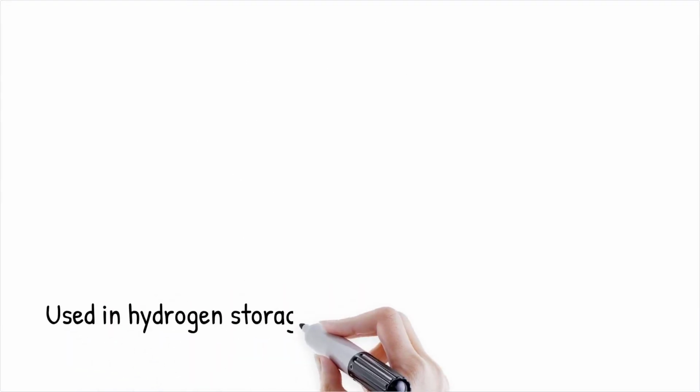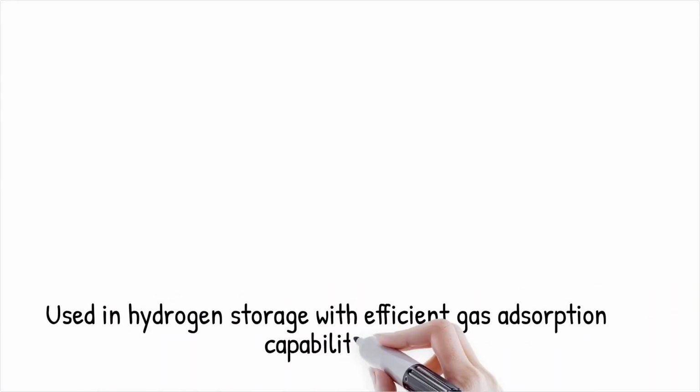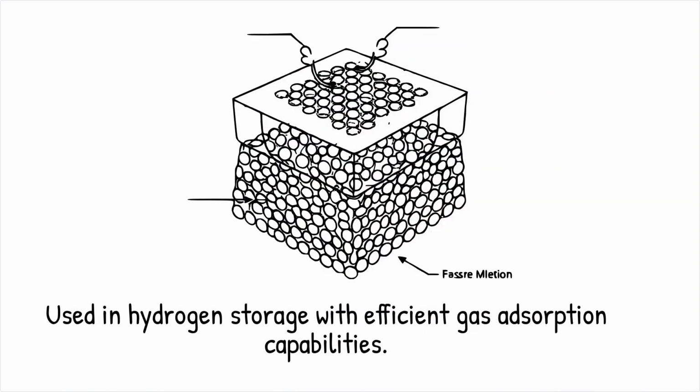Nanoporous polymers are used in hydrogen storage, where their high surface area and lightweight nature enable efficient gas adsorption. It's like a sponge that can be squeezed and reshaped, maintaining its ability to absorb and release substances as needed.